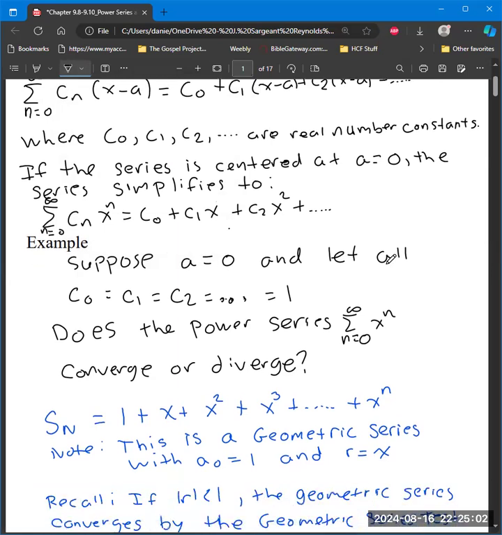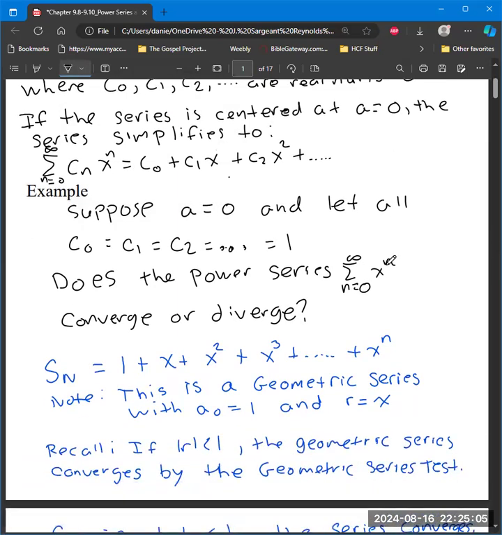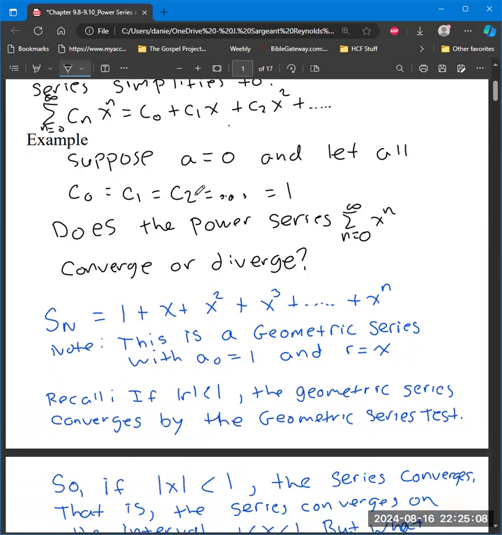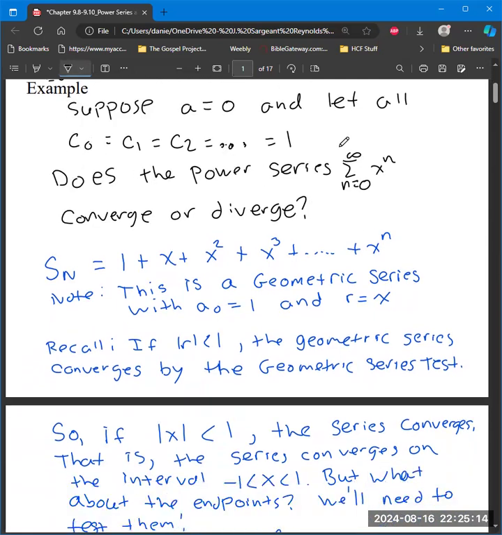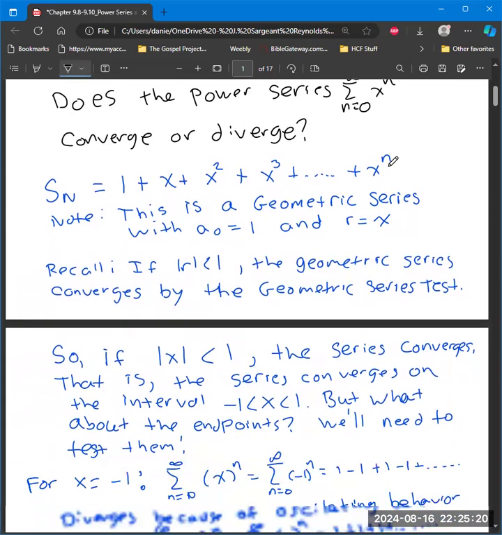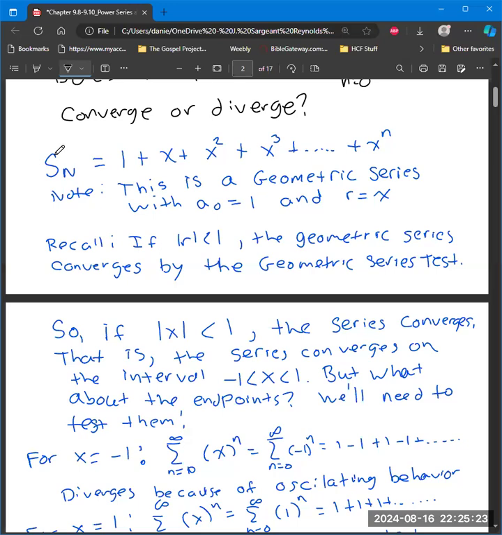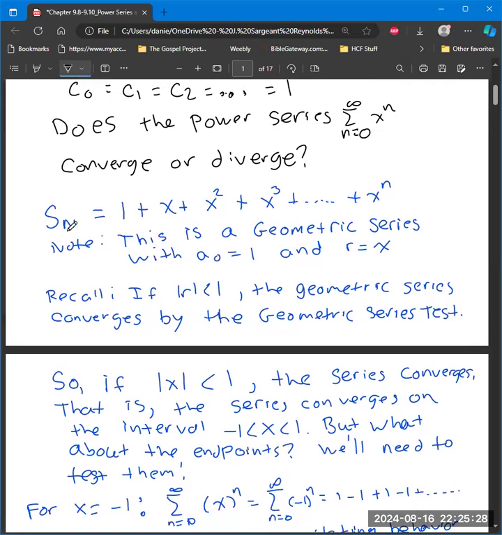So suppose a equals 0 and let all the constants c0, c1, c2 equal each other, and they all are going to be equal to 1. Does the power series, the summation from n equals 0 to infinity of x^n, converge or diverge? So if we call the summation here the nth partial sum, for capital N, 1 plus x plus x squared plus x cubed plus dot dot dot plus x to the capital N, since I used a capital N there.